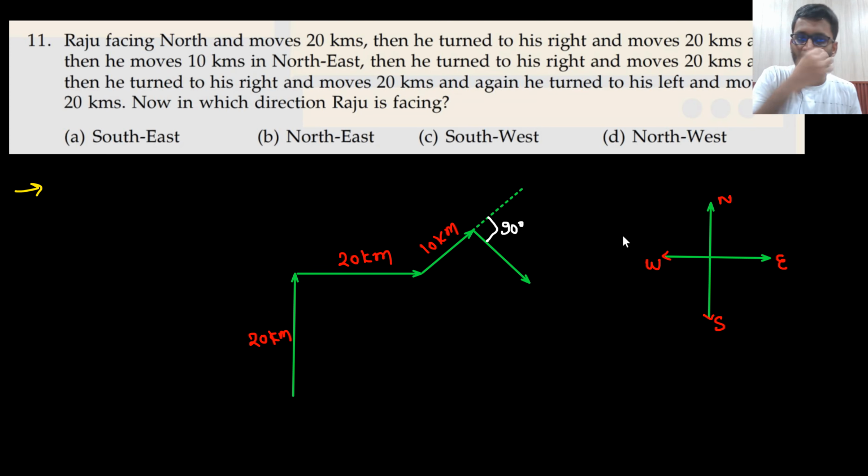So then he turned to his right and moves 20 kilometer. 20 kilometer he is moving. So this arrow should be a bit larger. 10 and 20. Moves 20 kilometer.